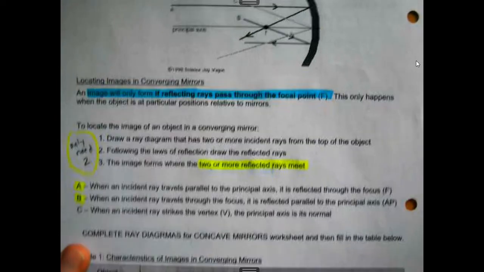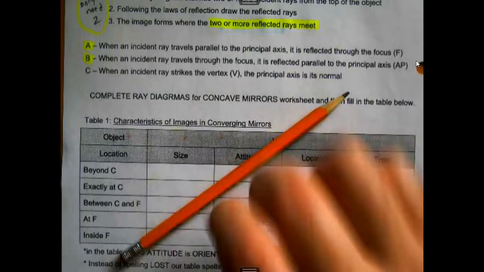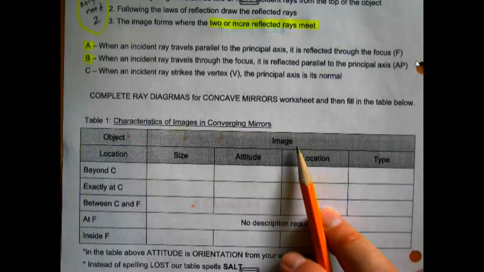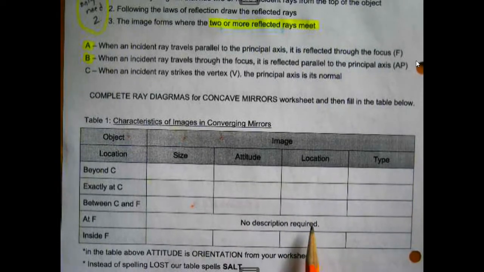All right, now, this table down here is how we're going to describe the image, similar to what we did with the plane mirror: size, attitude, location, and type. Okay. There's no description for this one. We'll talk about why that is. And then attitude is orientation, and we talked about that before, right? Upright or upside down. And then you could also use SALT, which is, I guess, size, attitude, location, and type.